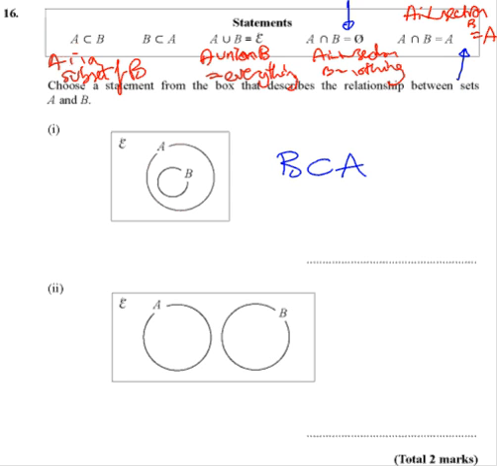Fourth statement, A intersection B equals nothing. Well, clearly there is some overlap between A and B. It's B. And the last statement, A intersection B equals A. Now this one is similar to this question, but slightly different.